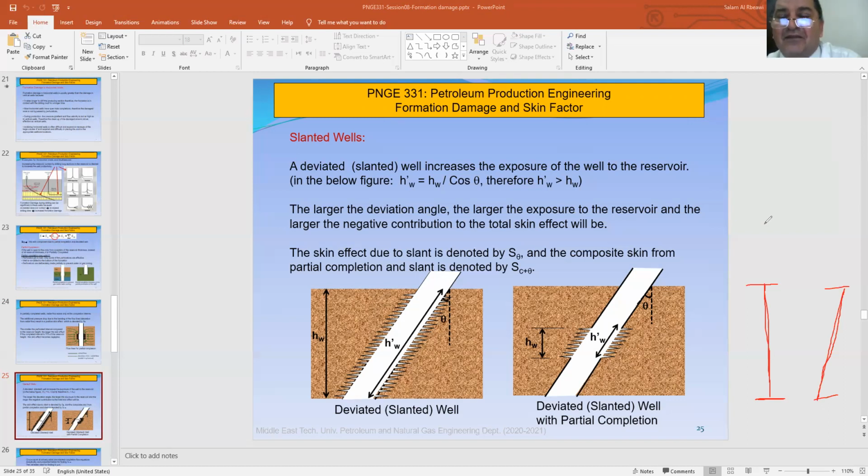Asmet, what do you think? Hocam, can you please repeat the question one more time? We have a vertical wellbore here, and we have a slanted wellbore for the same formation thickness. Which one gives more contact area between the wellbore and the reservoir fluid? More contact area.